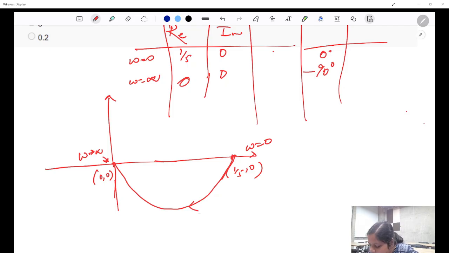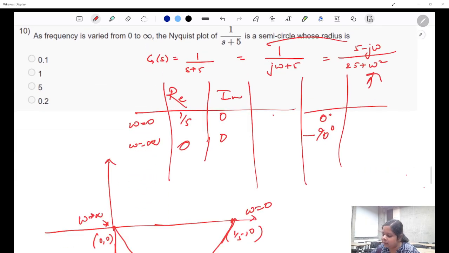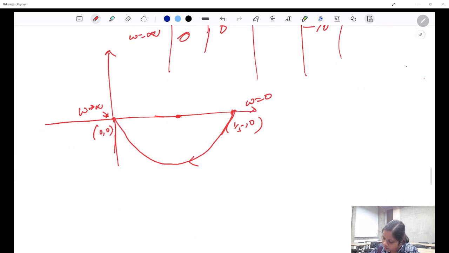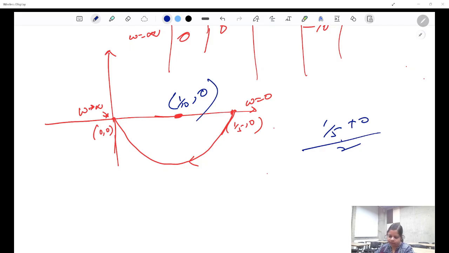Now, since the question has already said that it is a semicircle, what is the radius? What is this midpoint? You can find the midpoint by averaging the two: 1 by 5 plus 0 upon 2. So this is 1 upon 10, and since it is lying on the real axis, it's going to be 1 by 10 comma 0. Alright, so the radius is 1 upon 10.